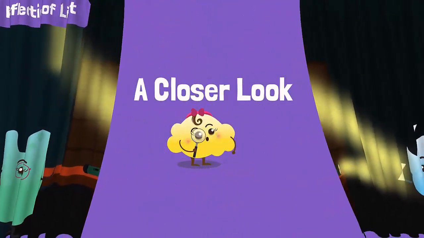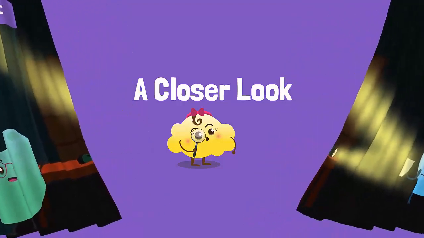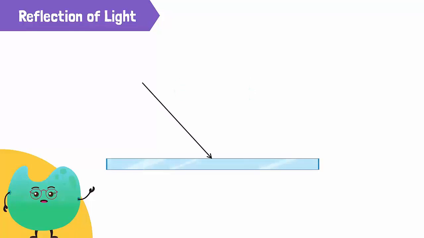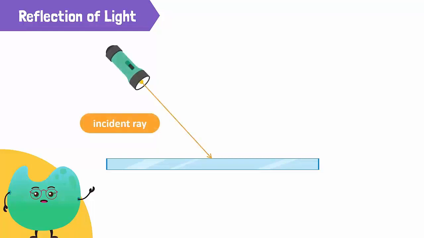Let's have a closer look at the law of reflection of light. First, let's learn some important terms related to the reflection of light. Light travels in a straight line. Let's use an arrow to represent a ray of light. The ray of light that falls onto the plane or the surface of the mirror is called the incident ray. In our case, the ray of light coming from the torch is the incident ray.